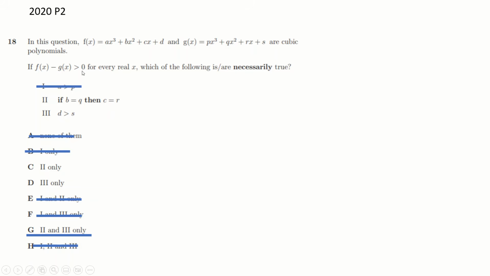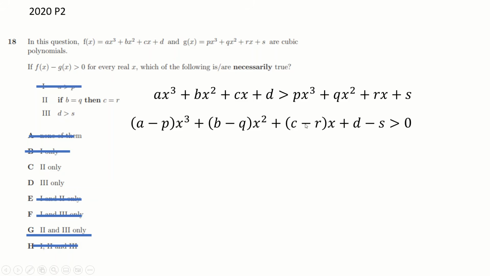If you actually do some algebra here instead, if you write f of x minus g of x, which is what I've done here, I guess. What I've done here is a bit confusing. I've said f of x has got to be greater than g of x, which is just this rearranged, and that's f of x, that's g of x. Then I've moved g of x over and factorized all of the x cubed, x squared, x terms like this. I hope that you follow that.